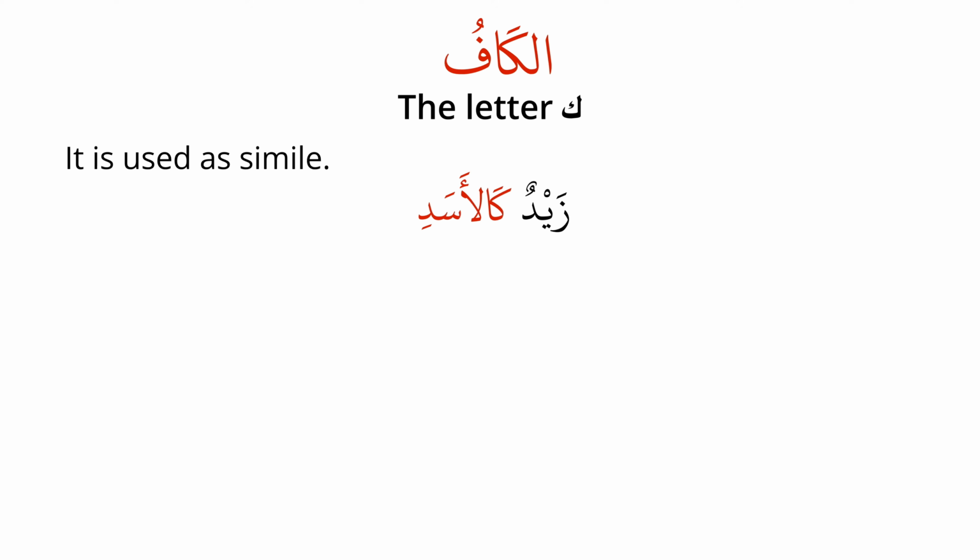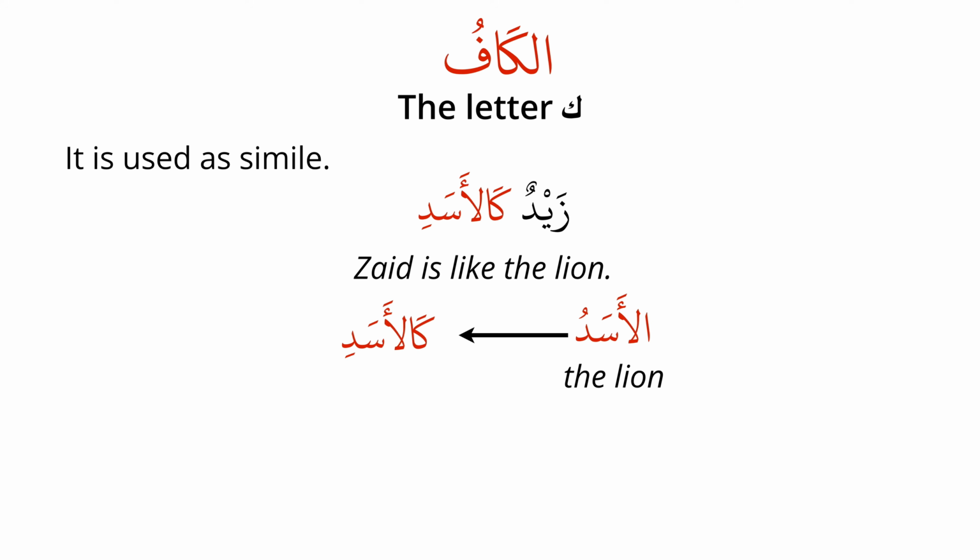Number 9 is al-kaf, the letter kaf. It is used as simile. For example, Zaydun kal asadi, meaning Zayd is like the lion, where al-asad means the lion and kal asadi means like the lion, where the noun al-asad is in the genitive case because of harfu jar kaf preceding it.